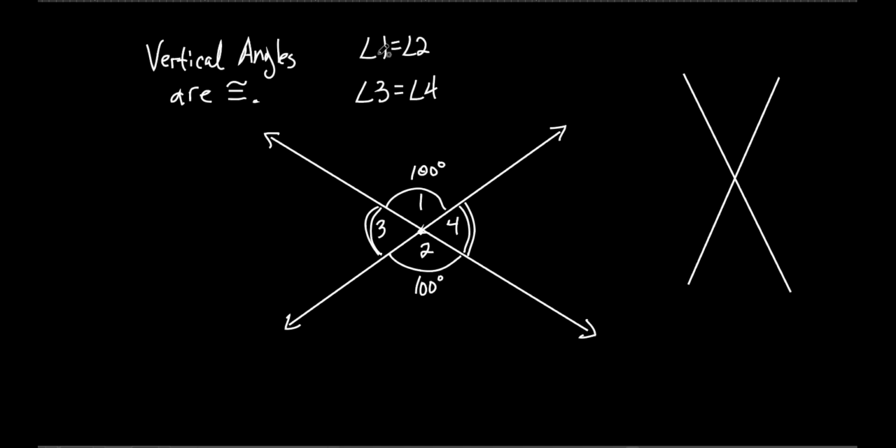Technically, if I said angle 1 is equal to angle 2, it means the measure of angle 1 is equal to the measure of angle 2. So that means if this is 100 degrees, this is 100 degrees. Now, without me telling you anything else, how many degrees is angle 3 or 4? 50?